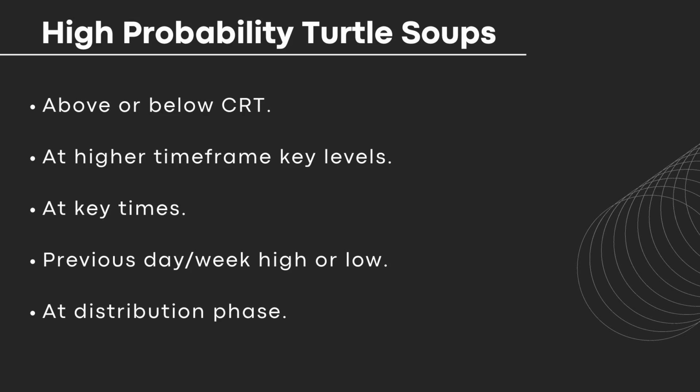So the first point is that the best turtle soups occur at CRT, above CRT or below CRT, right? Such turtle soups are always high probability because they've occurred at time ranges, which are more objective than the rest of the ranges. Second, pretty cliche but really important: turtle soup occurs at higher time frame key levels, including lower time frame key levels. You can use them both.